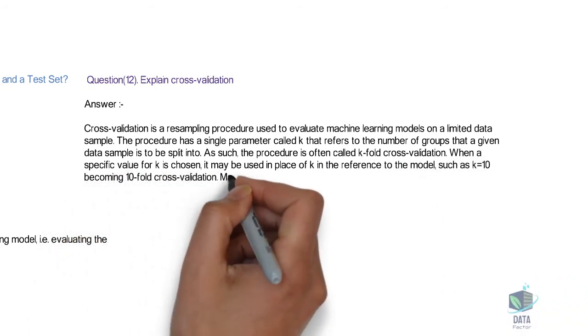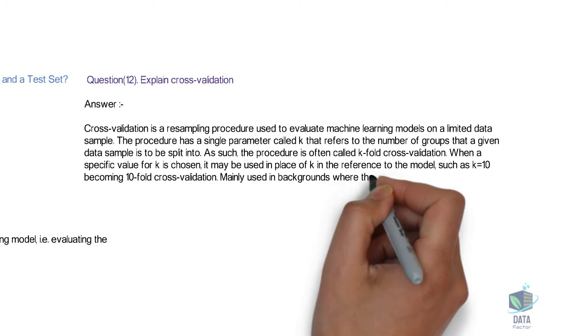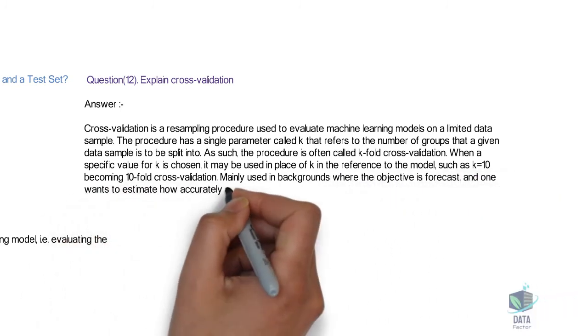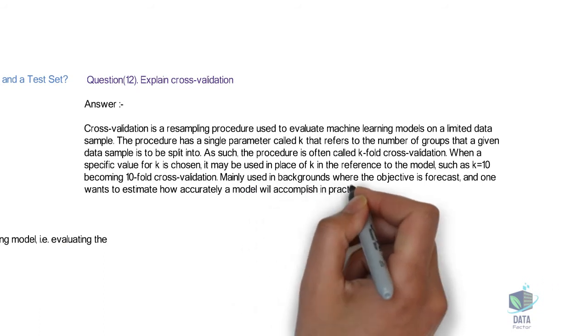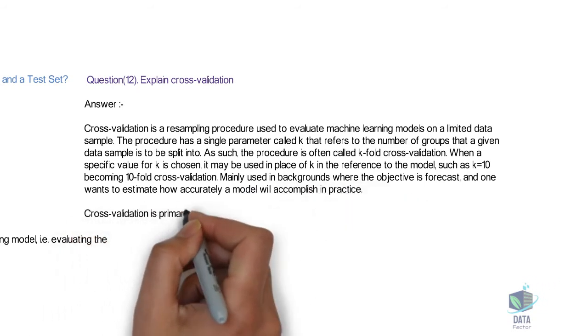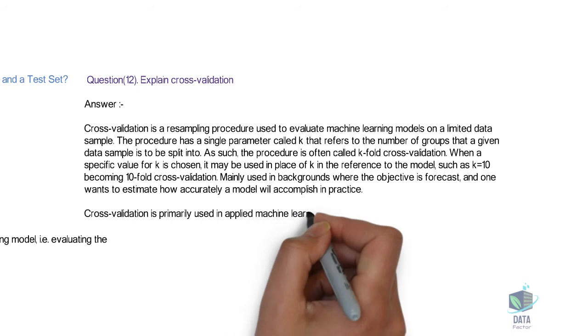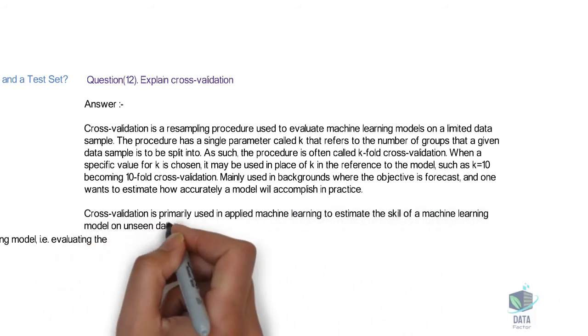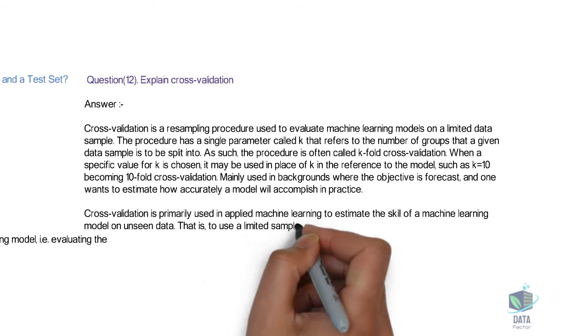It is mainly used in settings where the objective is forecast, and one wants to estimate how accurately a model will perform in practice. Cross-validation is primarily used in applied machine learning to estimate the skill of a machine learning model on unseen data. That is, to use a limited sample in order to estimate how the model is expected to perform.